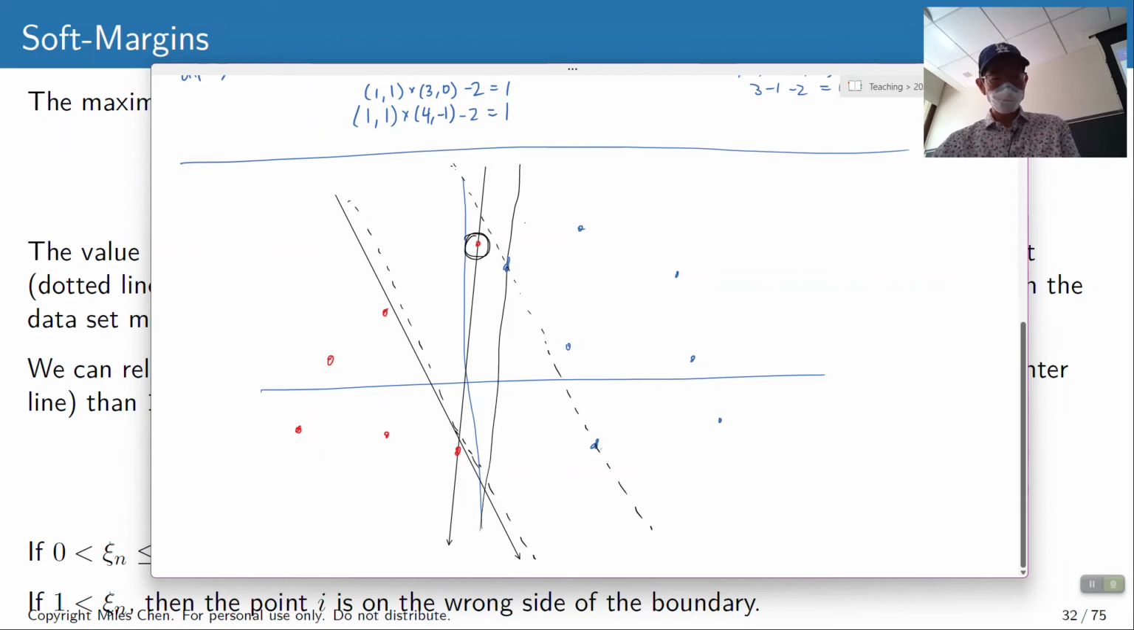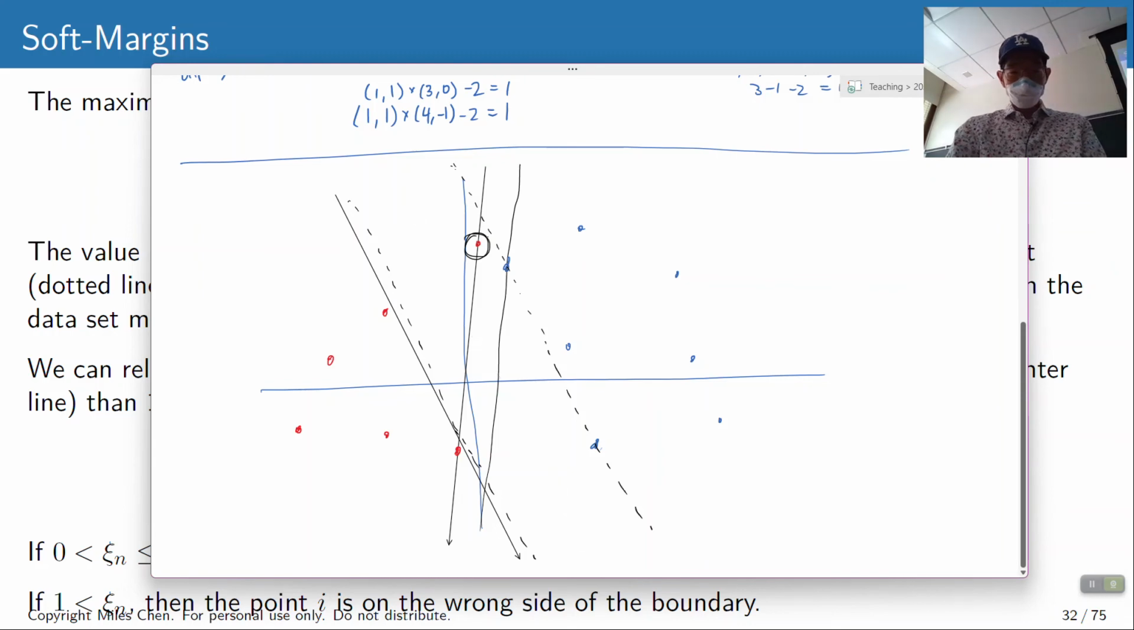This one dot forces the entire margin to end up over here, because otherwise, with the maximum margin classifier and the center line being right here, this dot would end up on the wrong side, right?